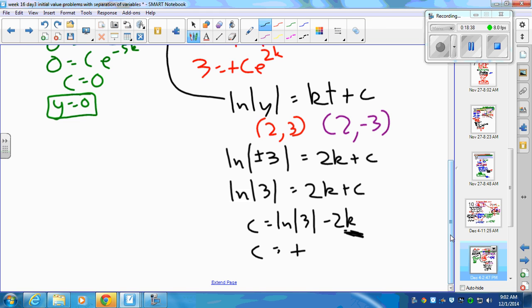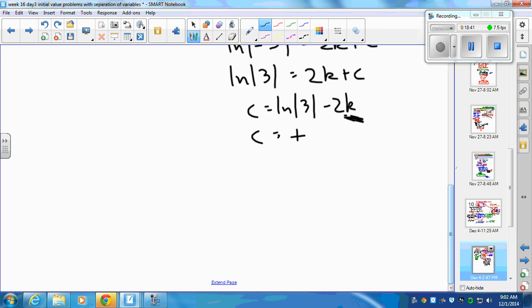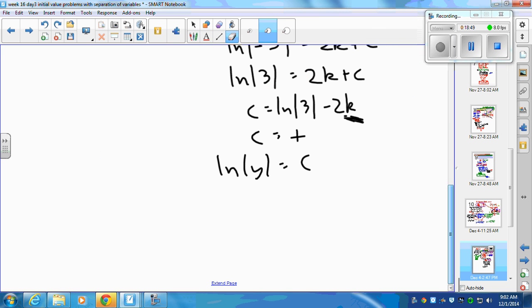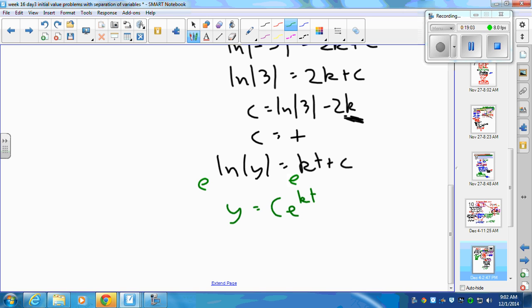If c is a positive here, when you write it, you're going to have ln of y equals kt plus c, and when you e this thing, you're going to get y equals Ce^(kt). And if I already told you it's positive, you might be going, does that mean it's positive? No. Just like when you square root, you have to say plus or minus, when you e, you are technically supposed to say it's a plus or minus version.